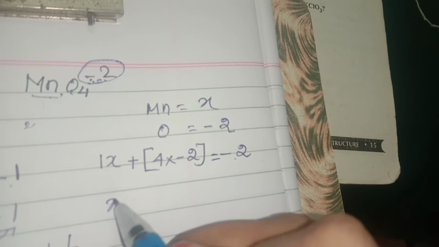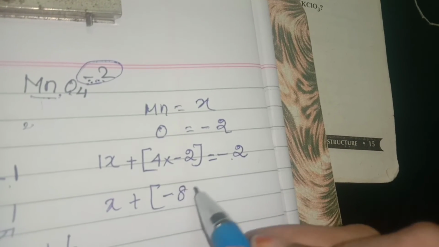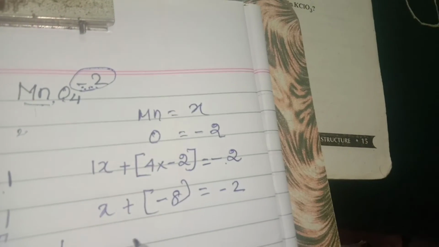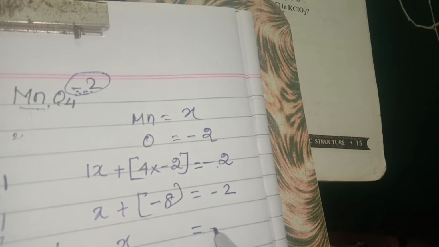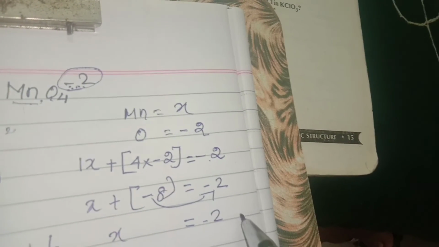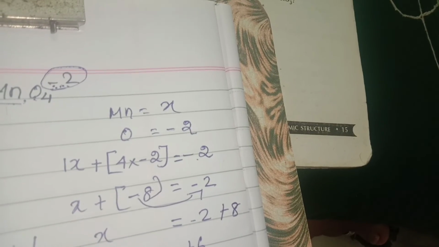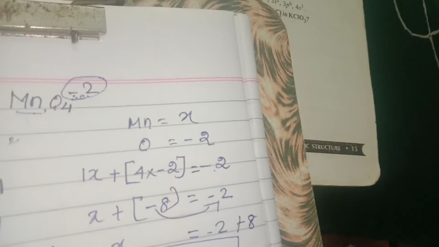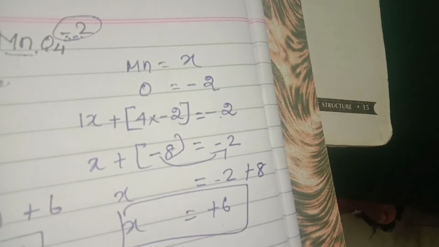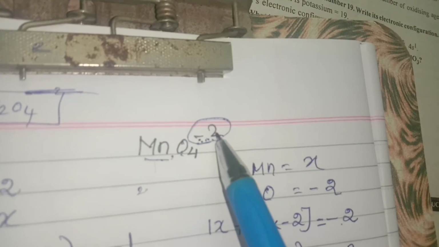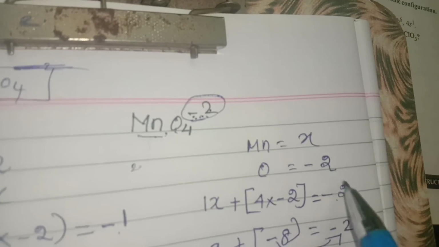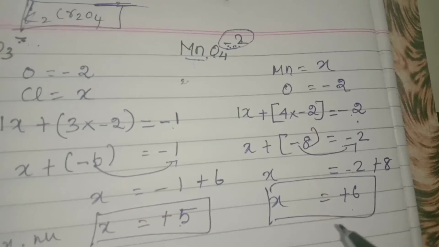Now 1x means x plus minus 8, 4 2s are 8, minus 2. So x minus 2, this minus 8 will go that side, plus 8, x is equal to plus 6. So the oxidation number value for manganese is plus 6. So like that you have to calculate here. This upper side which number is present, according to that you have to write the number on the right hand side.